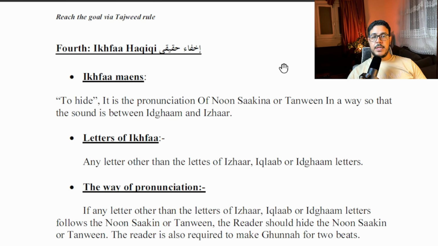And these are the letters of Ikhfaa Haqiqi, because Ikhfaa Haqiqi happens when the Noon Sakin or Tanween is followed by one of the remaining letters that are not used in the previous rules. In the Arabic alphabet, we have 28 letters. We've used 13 of them, 6 with Izhar Halqi, 1 with Iqlab, and another 6 letters with Idgham, so the remaining are 15 letters.